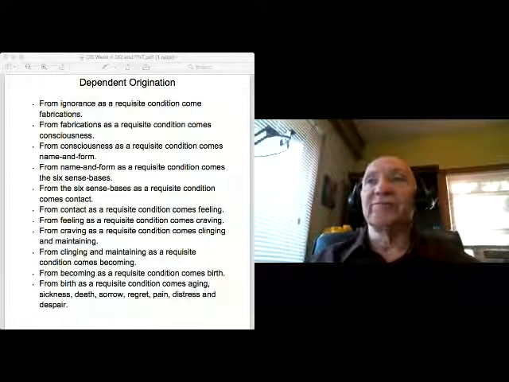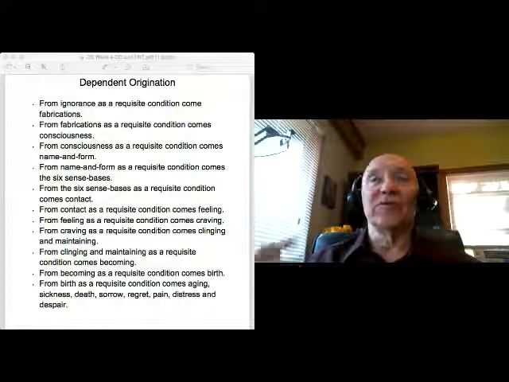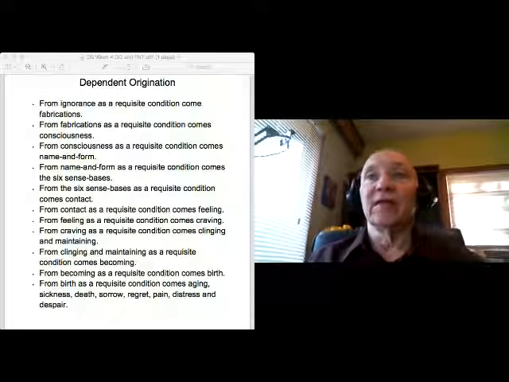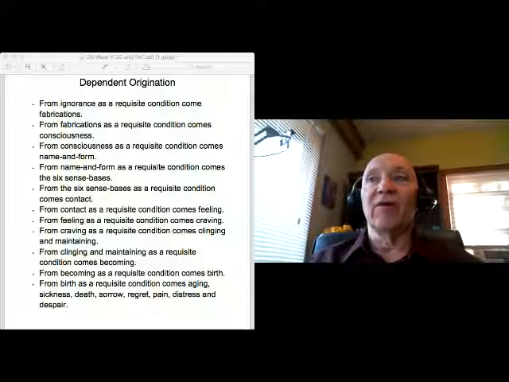From the six sense bases comes contact. We first have to have senses in order to have contact. And so from those sense bases, we engage in the outside world through contact through those senses. And from that contact comes feeling. Feeling can be any type of feeling, from a direct physical feeling to any type of emotional agitation, to any impression that we're getting through our senses.